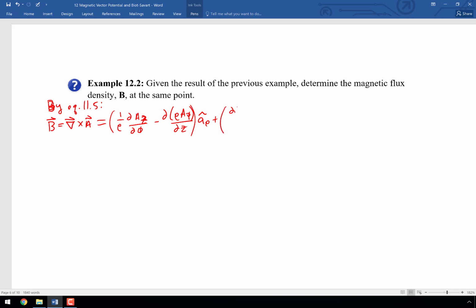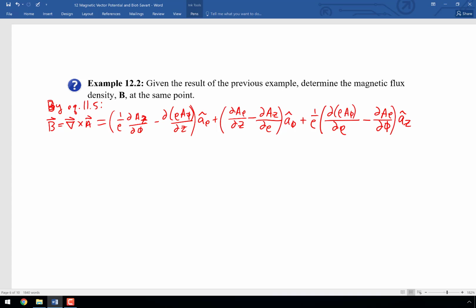plus the partial of A sub rho with respect to z, minus the partial of A sub z with respect to rho, and that is times A sub phi hat, plus 1 over rho times the partial of rho A sub phi with respect to rho, minus the partial of A sub rho with respect to phi, and that's all multiplied by A sub z hat.